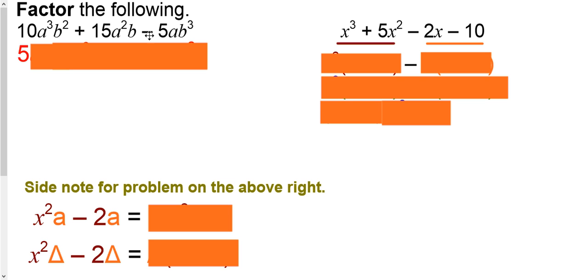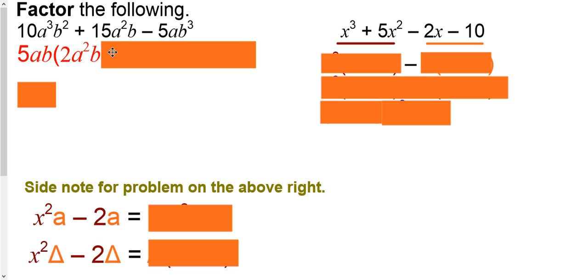Same idea with the B's. You take out the smaller exponent. So we're going to take out a 5 and an AB. Then you have to ask yourself, 5AB times what gives you this first term? Well, 5 times 2 is that 10. And A times what is A squared? That's an A times an A squared is that A cubed. And then B times what is B squared? And that's another B. We then have that big plus sign, and then you got to repeat.